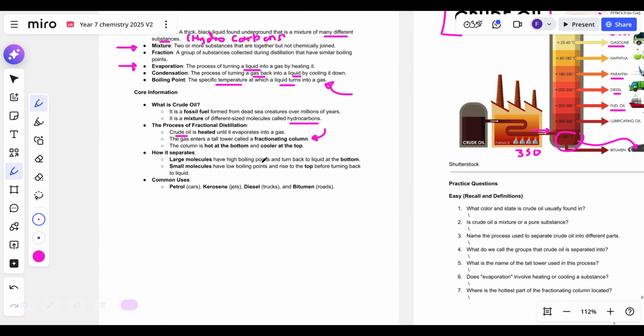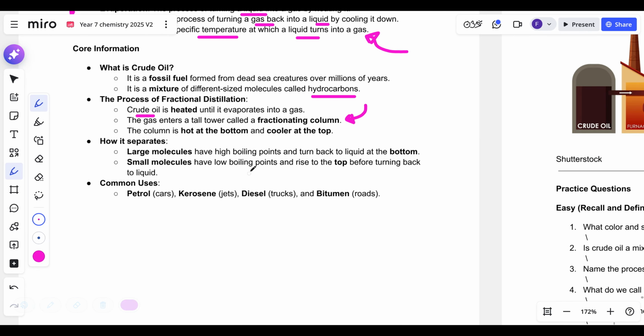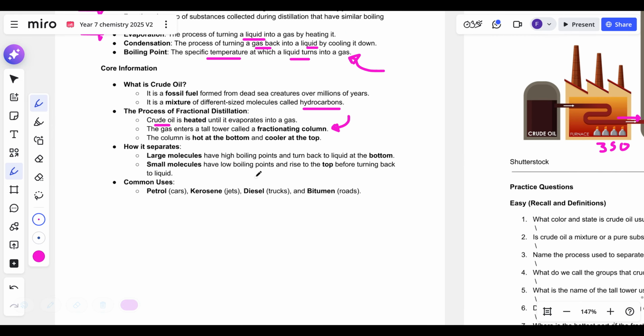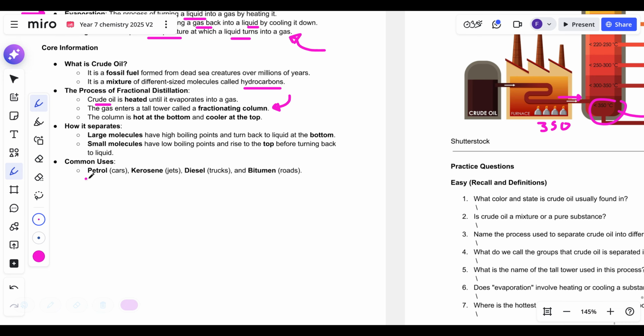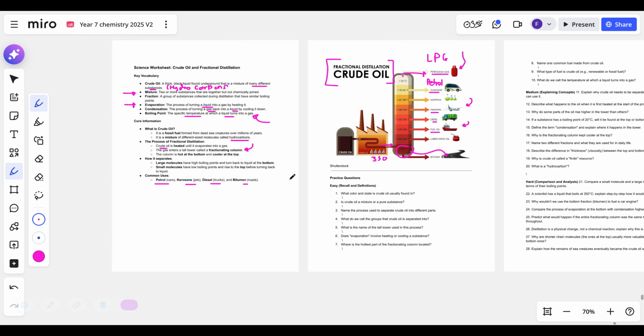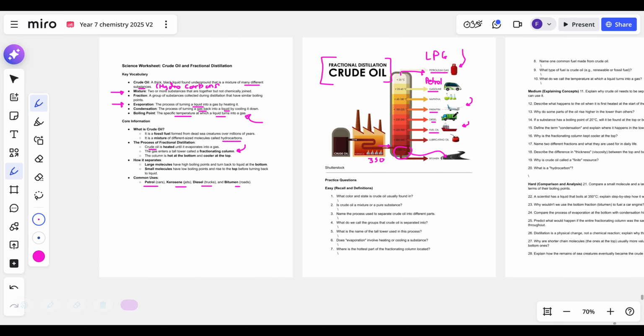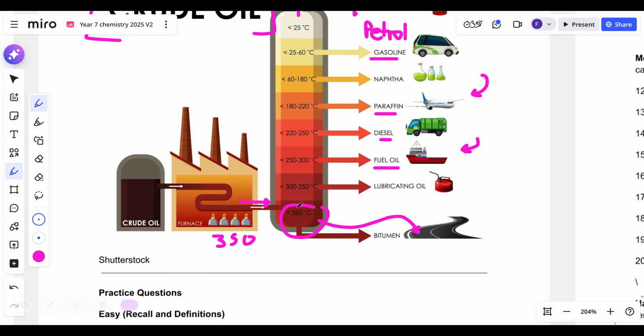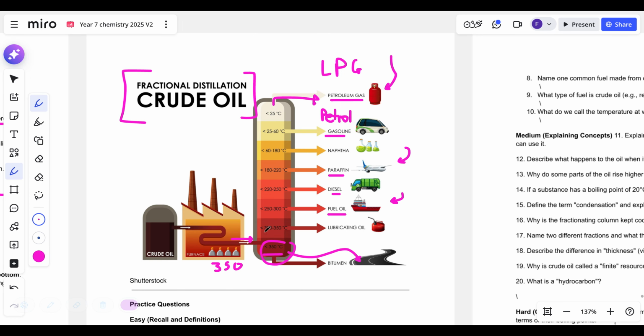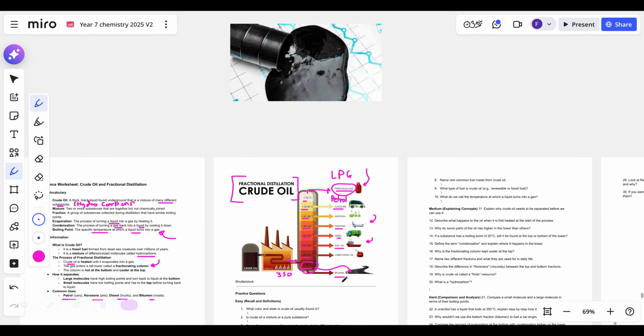Large molecules have high boiling points because they are big, and they stay in the bottom like I showed you. Small molecules have low boiling points and go all the way to the top. Common uses: petrol for cars, kerosene for aeroplanes, diesel for trucks, and bitumen for roads. So this is the starting point of organic chemistry. In the diagram you will see these numbers. These are the different boiling points, and as you go up, the boiling points get lower and lower. Petroleum gas is the smallest of molecules, and bitumen is the largest.